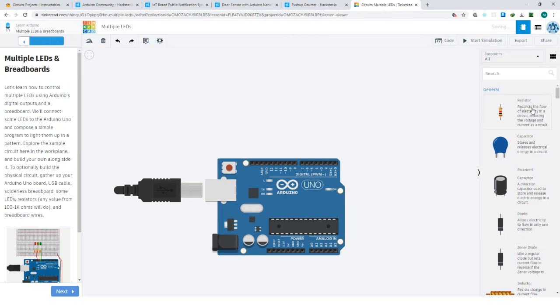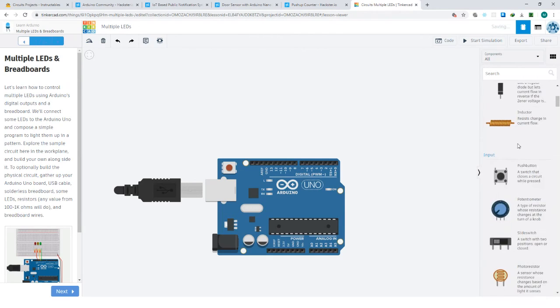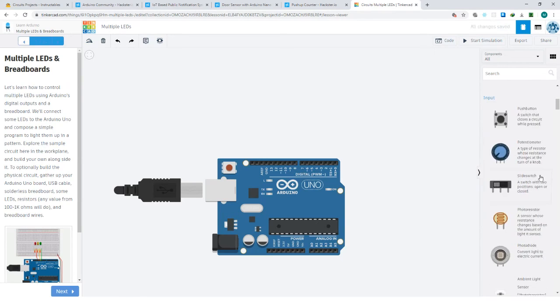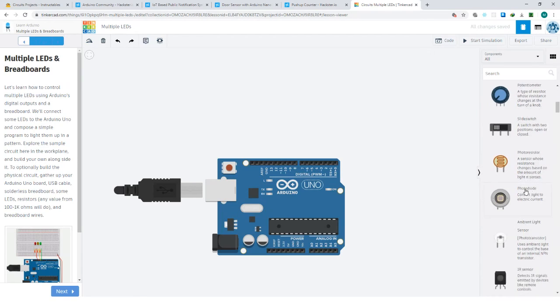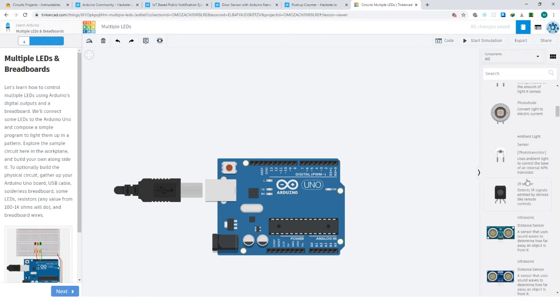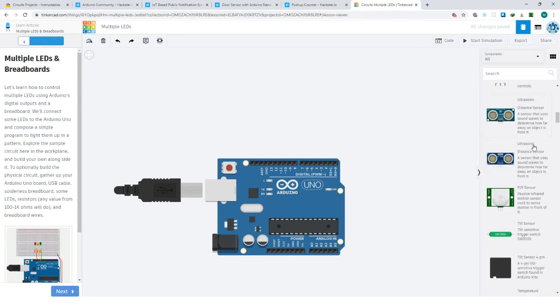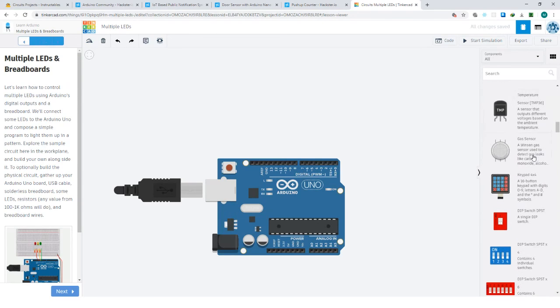A resistor restricts the flow of electricity in the circuit, reducing the voltage and the current as a result. Capacitor, what does it do? For those people who want to know some of these, input devices like push button, potentiometer, slide switch, photoresistor, these are input button, photodiode, and ambient light. Then the ultrasonic distance sensor, we've talked about that, PIR sensor. I'm just going through this so that people know.